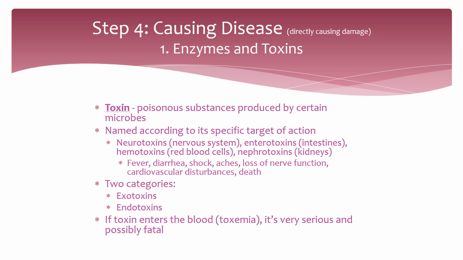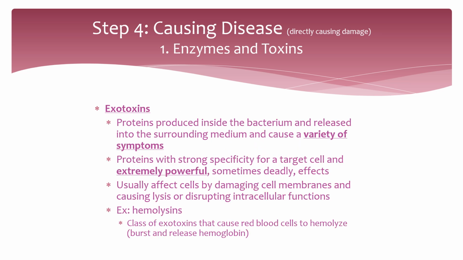Just know that when we name a specific toxin, we're saying that that poisonous substance is being produced by the microbe, and it's usually attacking a specific system of some kind, one of our systems. So let's get back to those exotoxins and endotoxins. Exotoxins are going to be made by the microbe and then spit out to be used, and will cause a variety of symptoms. Now, there's two important things here.